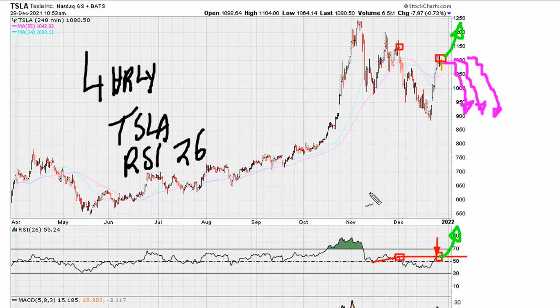We shall see what happens. Whatever happens is going to be something we can look back and understand how the technical aspects of an instrument setup determine its next major swing trade direction.